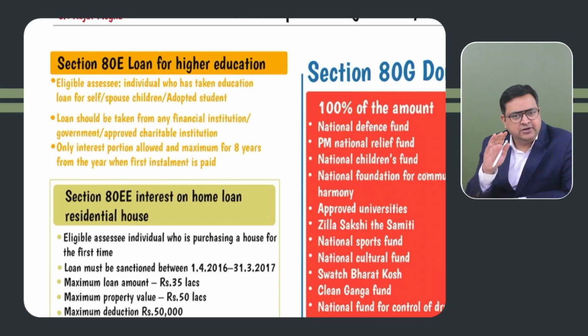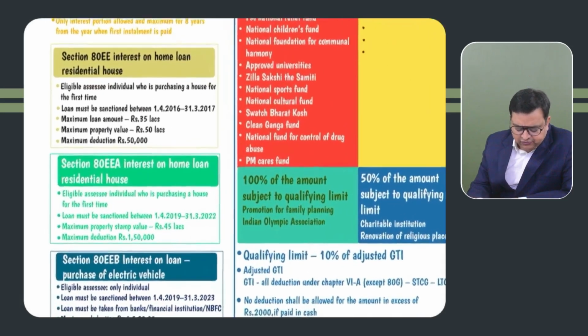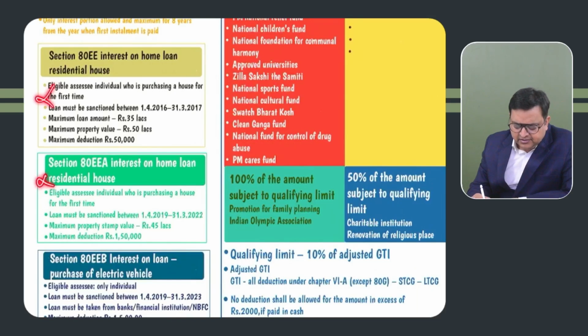Maximum deduction could be available for 8 years, starting from the year whenever we have started paying the EMI. From that year, total 8 years, you can get the deduction. But the 8 years thing is not that important. But please do remember that only interest portion is allowed. 80EE and 80EA are not so important sections because most of them are outdated sections, so you can safely leave them.